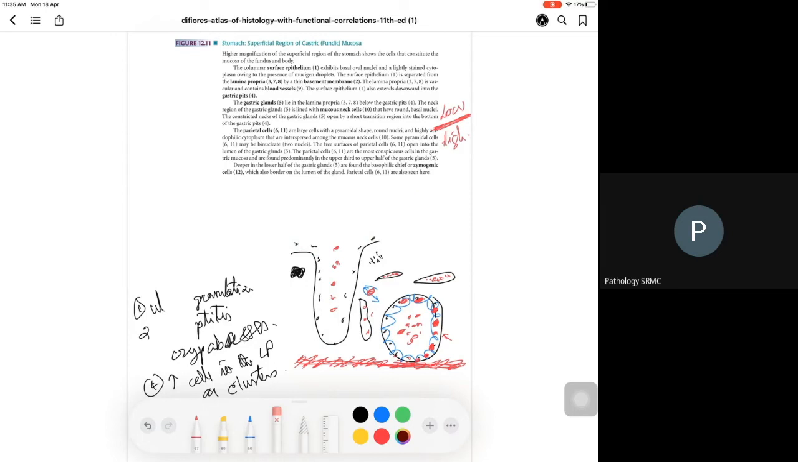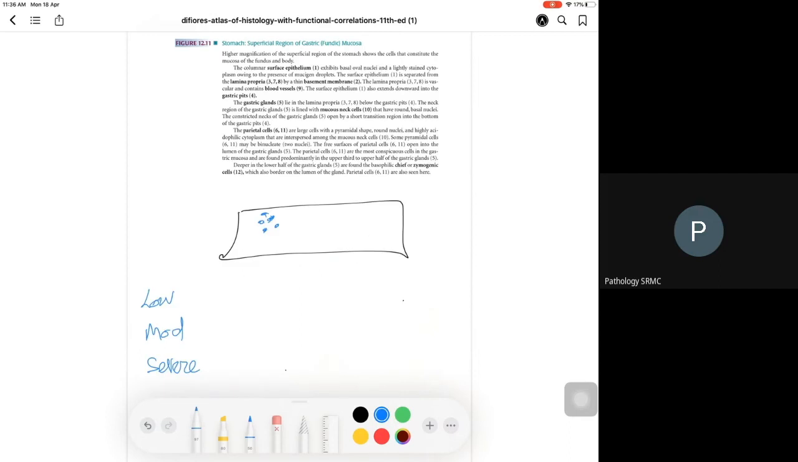There are different criteria used for this 3-grade system. Okay, mild, moderate, severe. What I do is, when a biopsy is showing changes in 1/3 or less than 1/3, I call it low grade. 1/3 to 2/3, moderate. If it is more than 2/3, severe inflammation. For example, in gastritis, if the chronicity changes are seen only in one piece, then it will be a low grade.